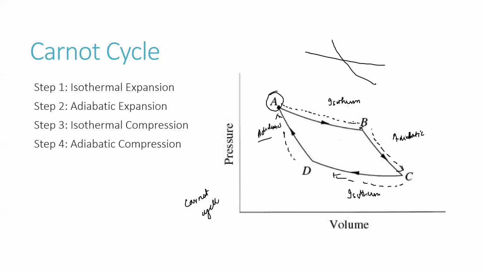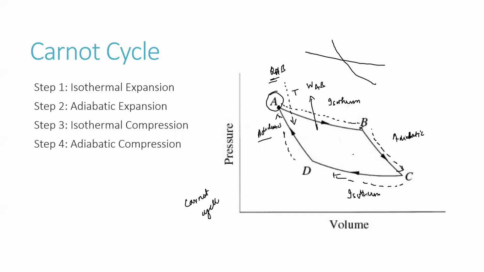Now, in an isothermal system, temperature is constant. In an isothermal expansion, work goes out, and there would be some heat exchange. So in an isothermal expansion, heat is being transferred to the system.